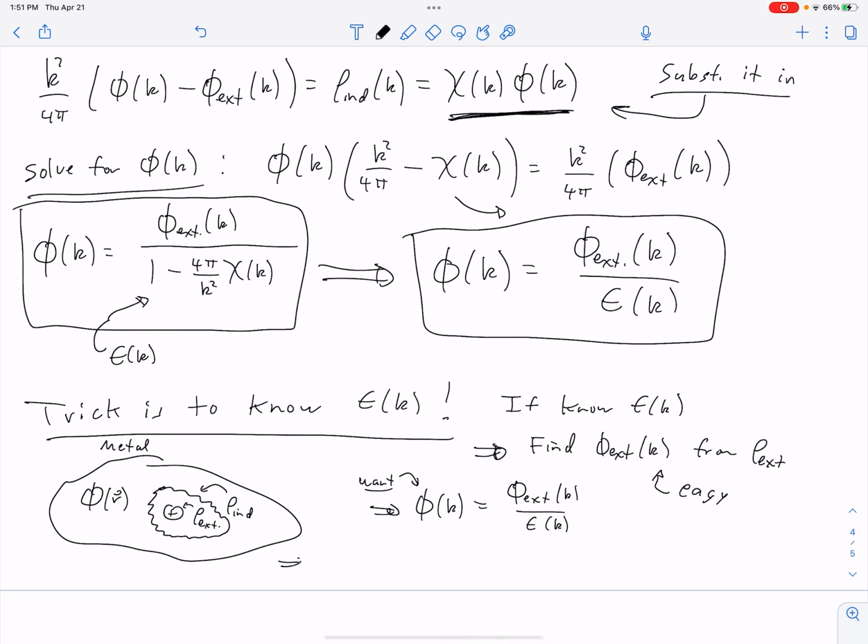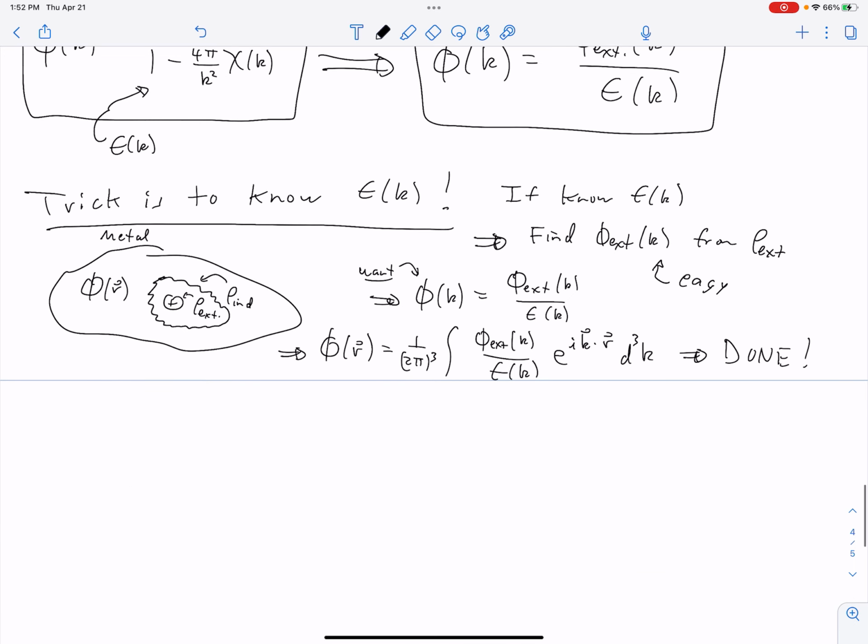And then we have the thing we want, because what we want is the potential in space, and then we just know that that's just 1 over 2 pi cubed times the integral of phi of k, which is now phi external of k over epsilon of k times e to the i k dot r d cubed k. And then we have what we want. Then we're done. That's it.